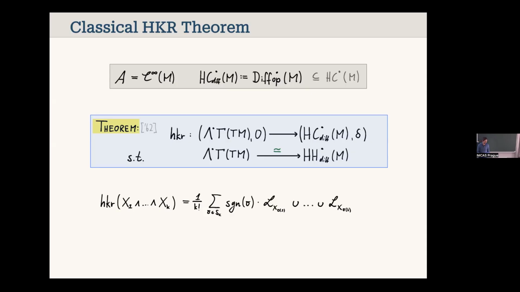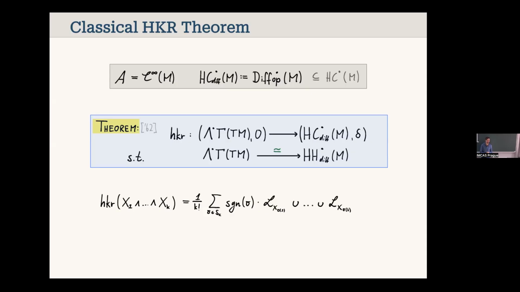And this HKR map is really, really simple. If we have as input a multivector field, so each of these X_1 to X_k is just a section of the tangent bundle, then what we do, well, this is supposed to be the Lie derivative of the vector field, but it's nothing but understanding the vector field as a derivation of our algebra.